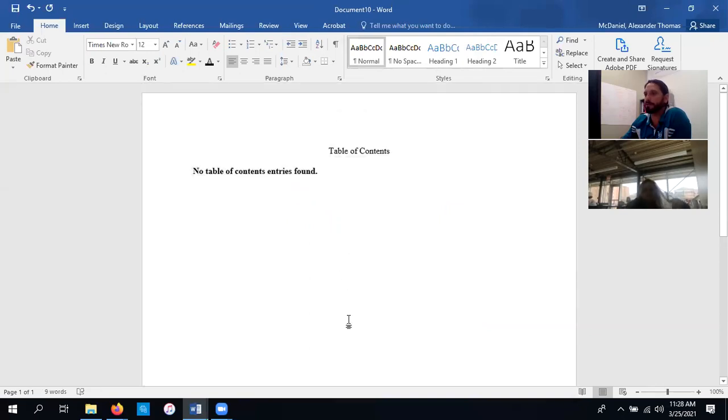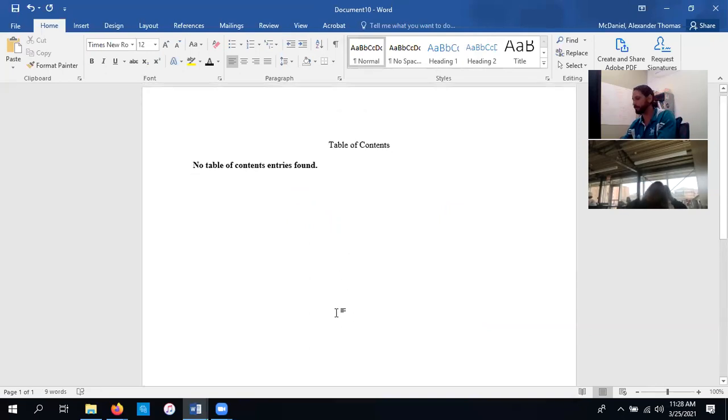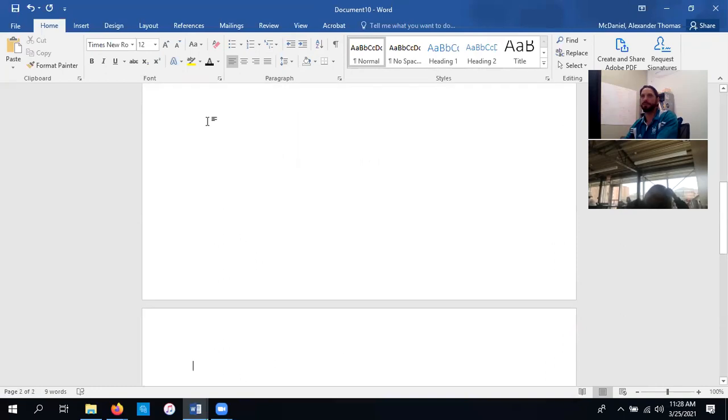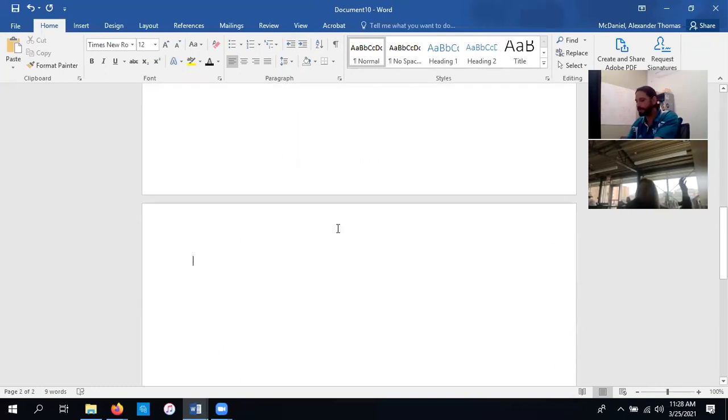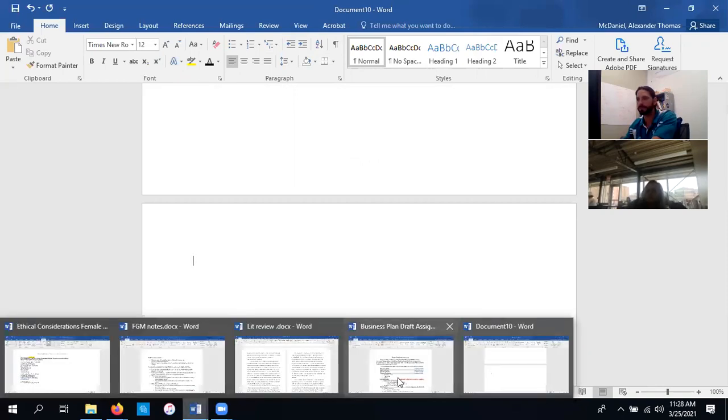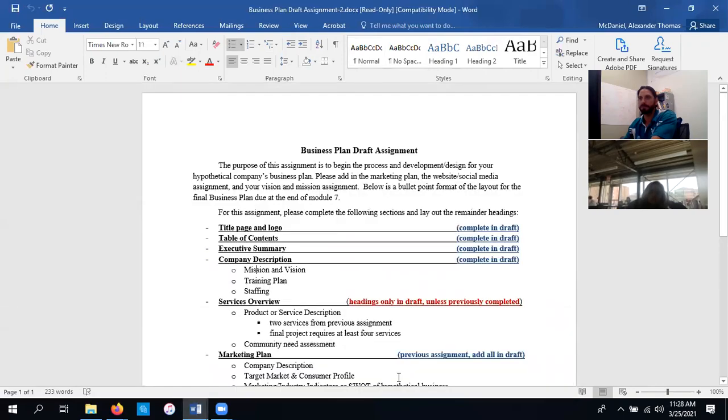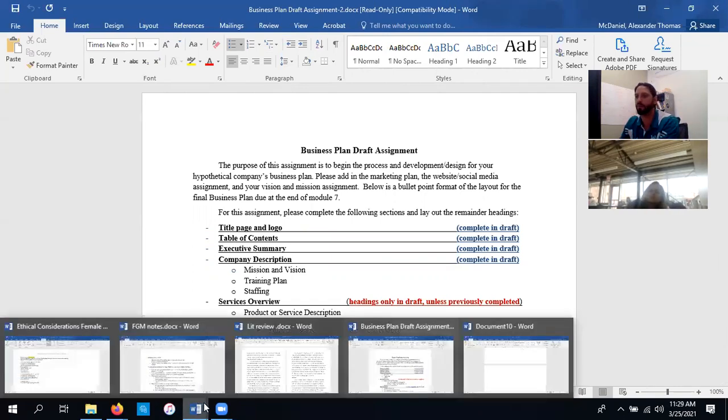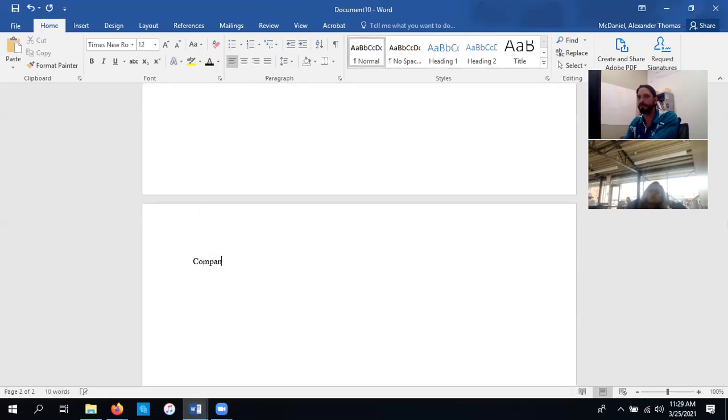Let's go down and let's pretend we have headings. So our first heading is going to be, let's see, what would be our first heading? Executive summary. Or actually, let's do company description, so that way you guys can see a better example of the level 1, level 2 headings. So, company description.